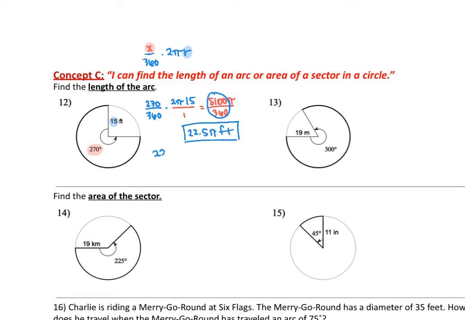Then to get my approximate, we're going to multiply 22.5 by 3.14, which is approximately 70.65 feet.